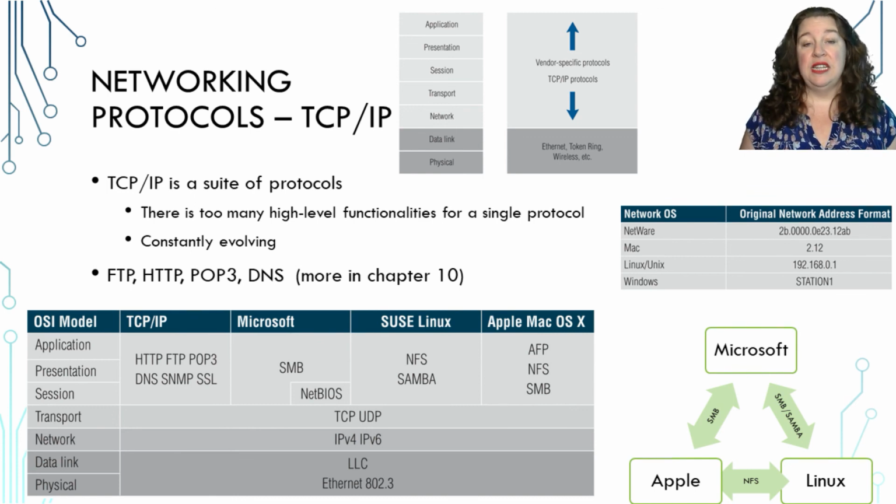So we have listed out here Microsoft's, Linux, and Apple's versions of their proprietary protocols at the 5, 6, and 7 layers. So we call them vendor specific or proprietary. Microsoft uses the SMB. SMB stands for Server Message Block. And then they also use NetBIOS at the session level to kind of control the sessions. We talked a little bit about NetBIOS a while ago.